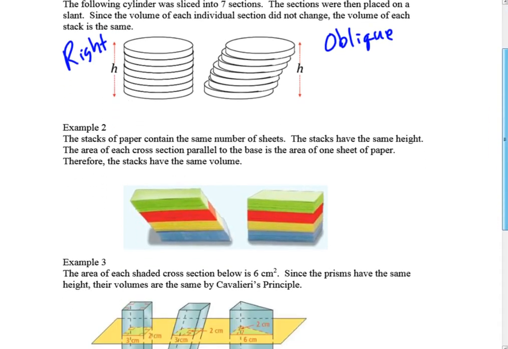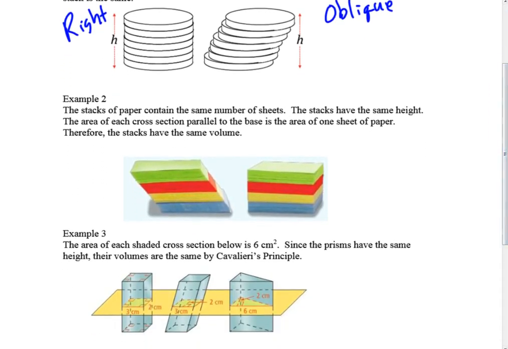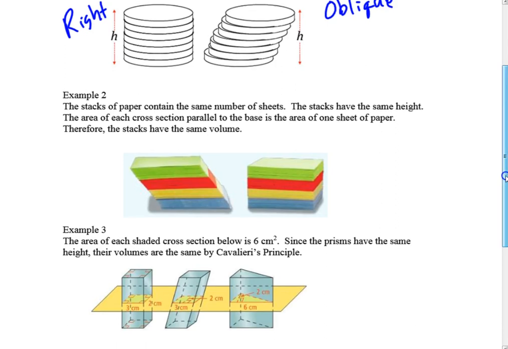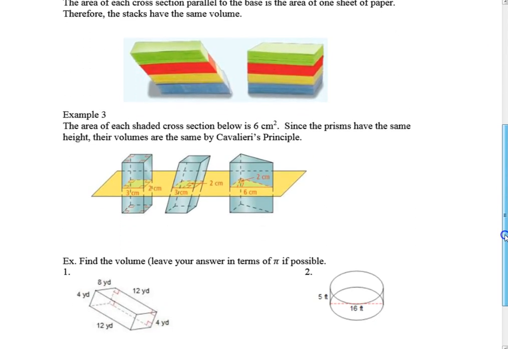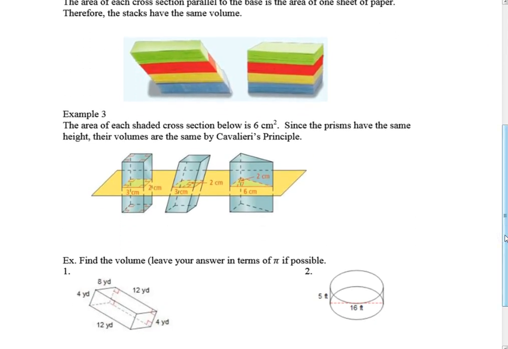So here's another example. This is the sticky note thing. The stacks of paper contain the same number of sheets. The stacks have the same height. The area of each cross section parallel to the base is the area of one sheet of paper. Therefore, the stacks have the same volume. Okay, and so this is Cavalieri's principle. In this example, the area of each shaded cross section below is 6 centimeters squared. Since the prisms have the same height, their volumes are the same by Cavalieri's.